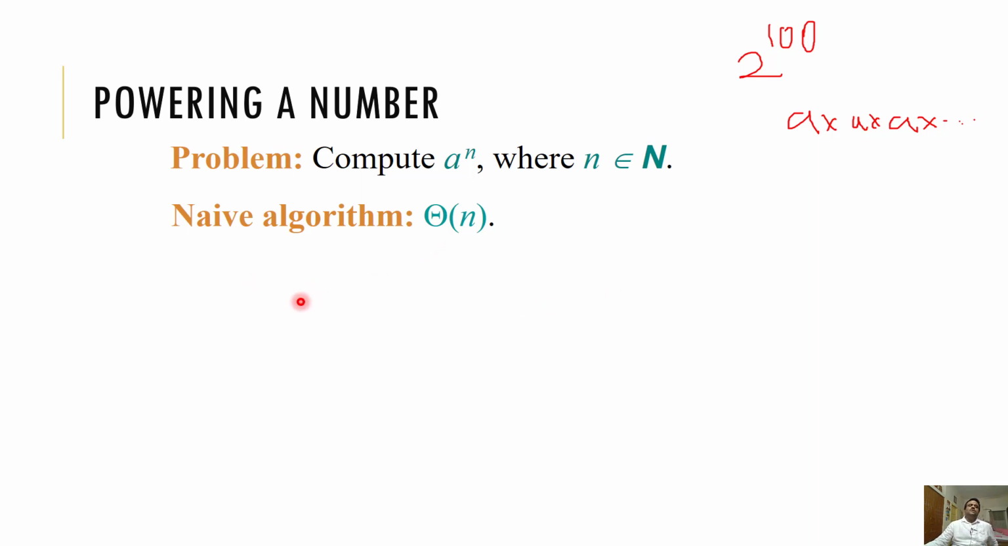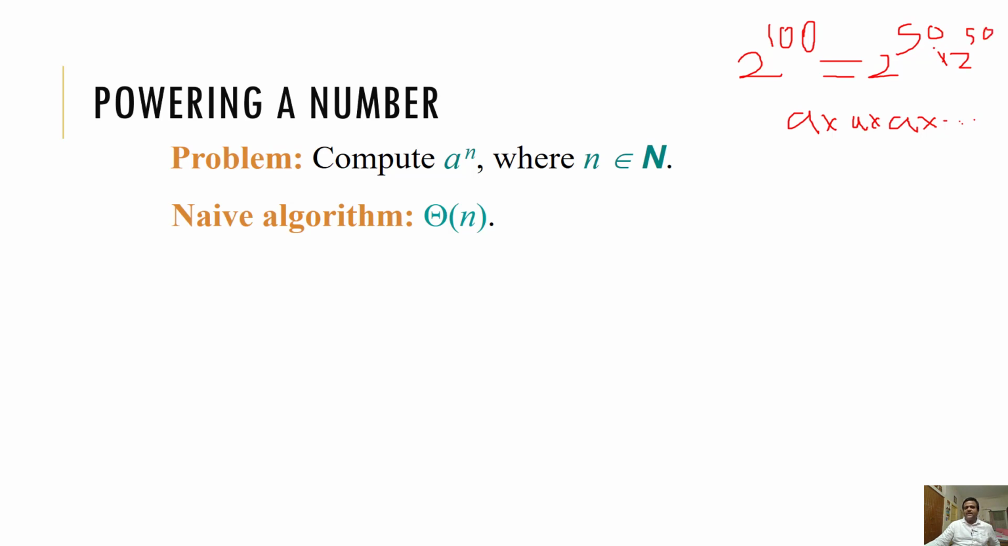Now we want to do something better than this, whether we can apply some divide and conquer technique for doing this. To find 2 to the power 100, we can write 2 to the power 100 as 2 to the power 50 into 2 to the power 50, the same value.